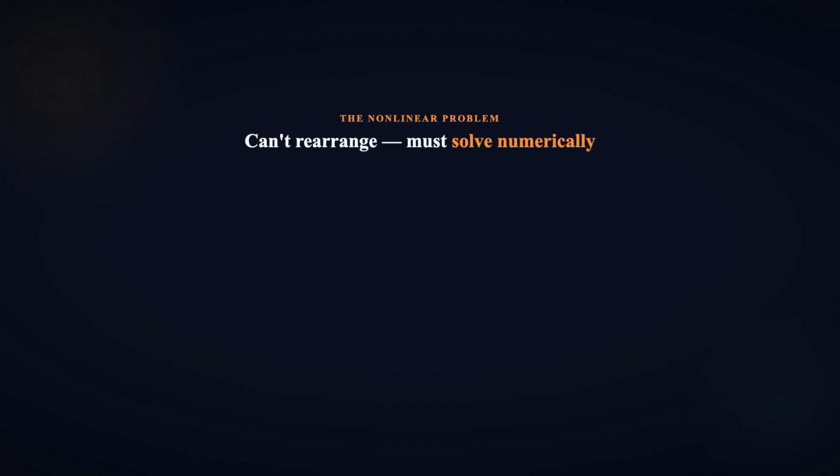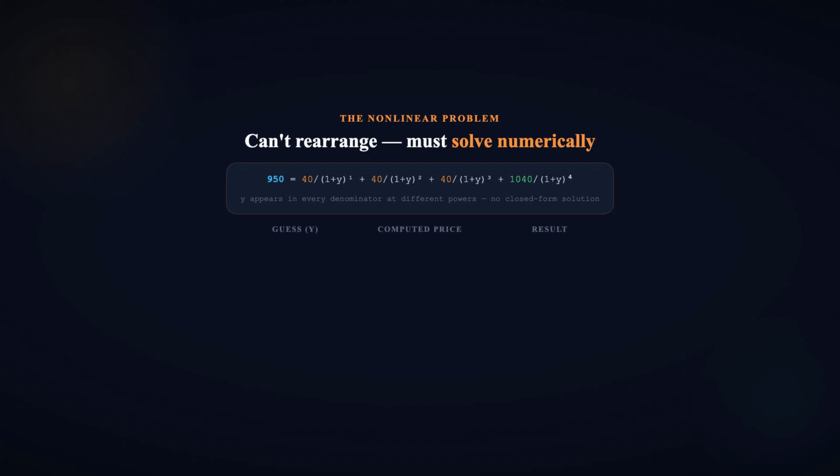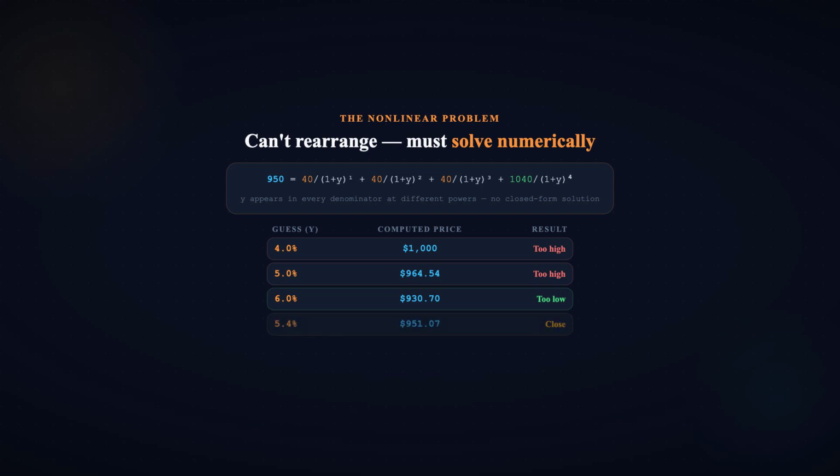Now here is the catch. You cannot solve for yield to maturity by simple algebra. Look at the equation. The price equals 40 divided by 1 plus y, plus 40 divided by 1 plus y squared, plus 40 divided by 1 plus y cubed, plus 1040 divided by 1 plus y to the 4th. You are solving for y, but y appears in every denominator, raised to a different power. There is no convenient closed-form solution. The equation is nonlinear. So how do you find it?